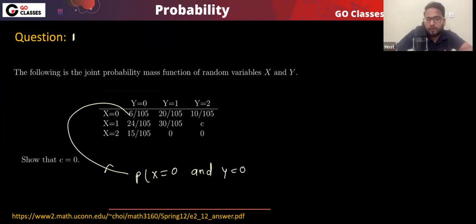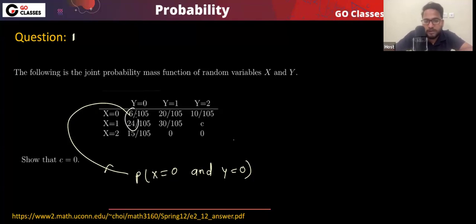Now, what they're saying is, show that ultimately C is 0. So how can we show this? Any idea? What can we do to show that C is finally 0? Basically, if I sum all of these entries, including the C, which is 0, then it should be 1, right? That's very easy. You can quickly check if the sum is 1 or not.